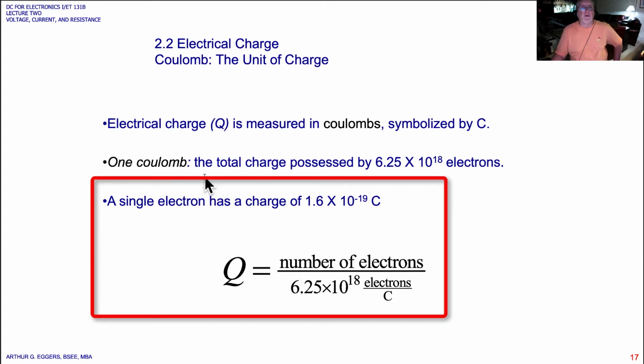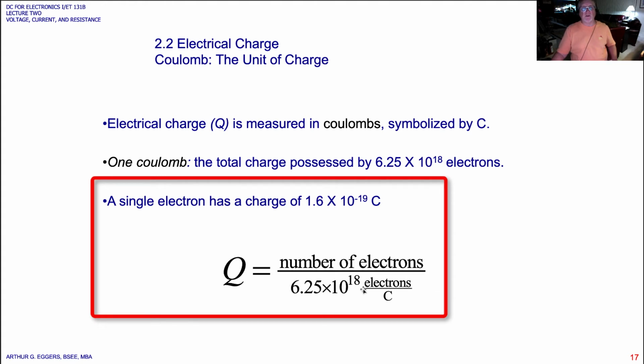Well, in doing so, what we need to do is create our relationship that the electrical charge Q is equal to the number of electrons that we are interested in, and we are going to divide it by that number, the 1 coulomb. So we're looking at normalizing things. So 6.25 times 10 to the 18 electrons per coulomb divided into the number of electrons of interest will give us the charge. So if we're looking at just what's the charge of 1 electron then, 1 in the numerator divided by 6.25 times 10 to the 18th.